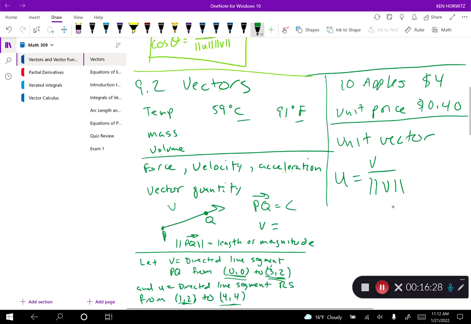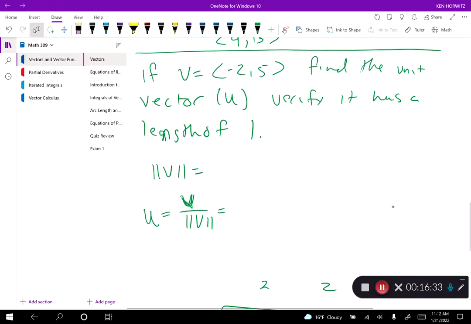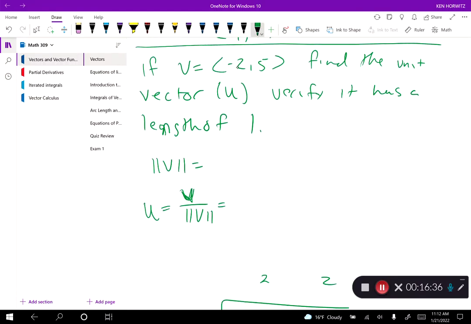All right, so let's scroll back down. Let's see if we can. All right, so here we go. So I have a vector already, <-2, 5>, and I want to find the unit vector. And then I want to verify that that particular unit vector has a length of 1. So what we're going to do is this. We're going to start with our formula, which is vector v divided by the magnitude of vector v. But we know what vector v is, we just don't know what our magnitude is. So let's start there. So I have this square root. I'm going to square them, add them, square root them.